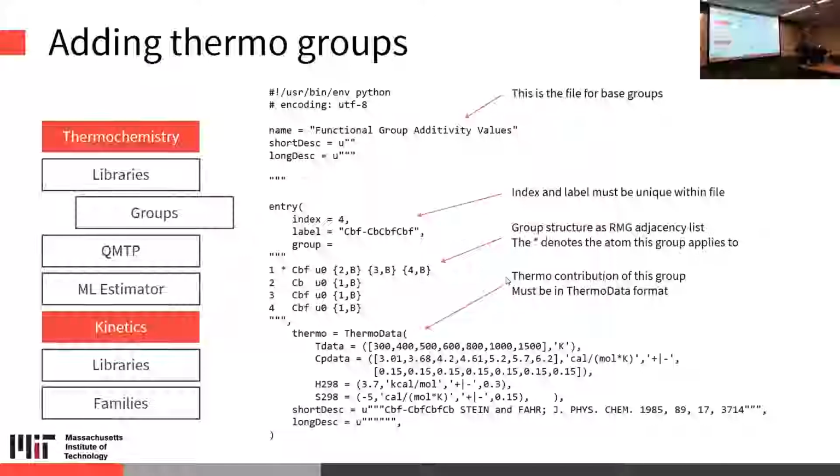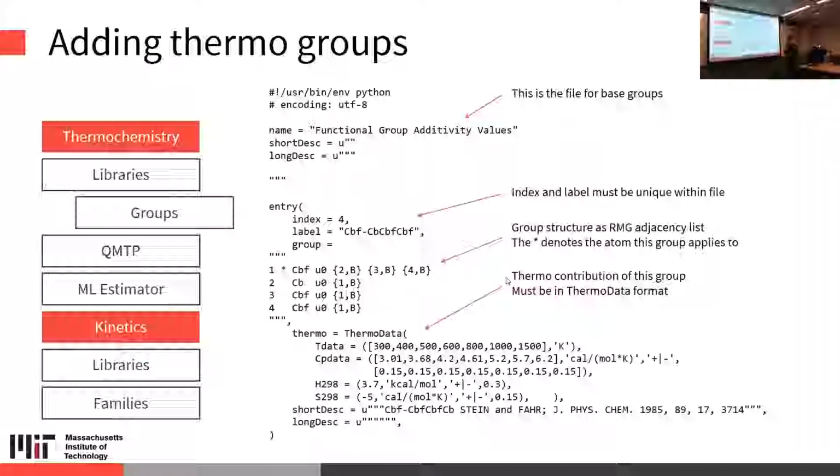And then a group entry looks very similar to libraries, except instead of a molecule adjacent to this, we have a group adjacent to this. And for groups, it's important that we have this label, which is just an asterisk, which denotes the atom that this group applies to. So basically, when we estimate molecular thermo using RMG, we'll go through all the atoms, and then each atom will have some group that it matches.